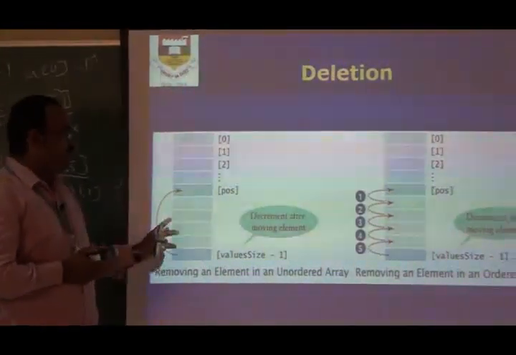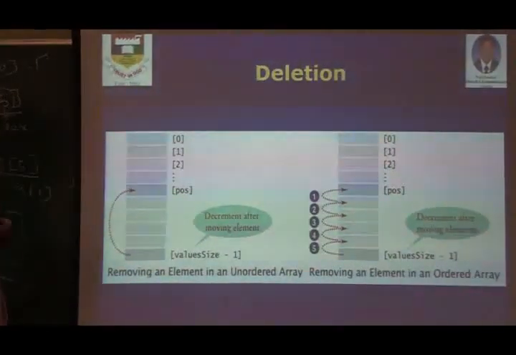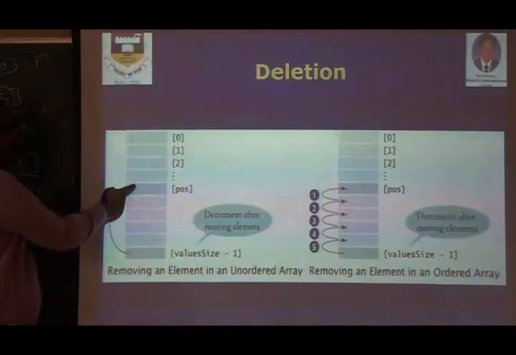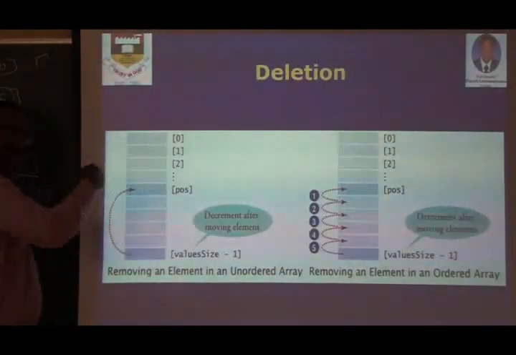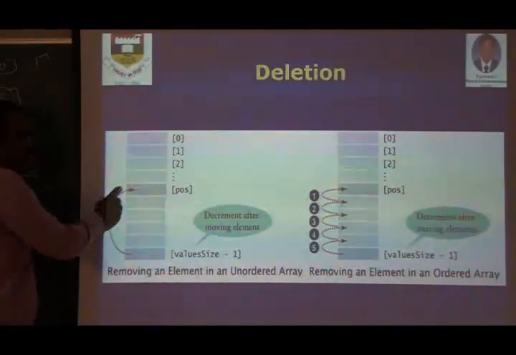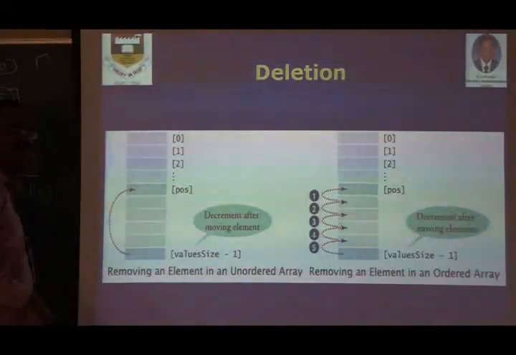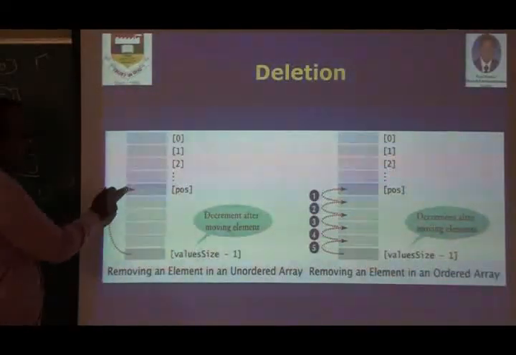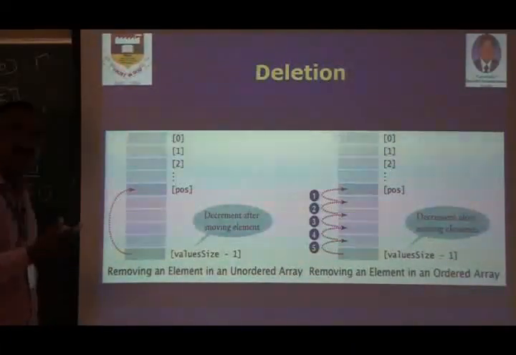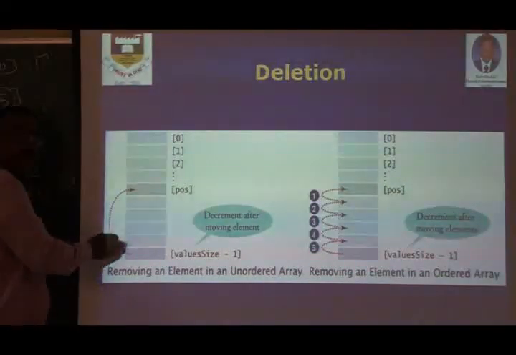There are two cases: the first one is an unordered array, and the other one is an ordered array. So how is deletion performed on an unordered array? Here the elements at 0, 1, 2, 3, 4 may be unordered. Now we are going to delete the element at this position. So after deleting, we decrement the size after moving elements. Once you delete, you have to shift all elements to the previous position. So insertion traverses the succeeding positions, and deletion traverses the preceding positions.